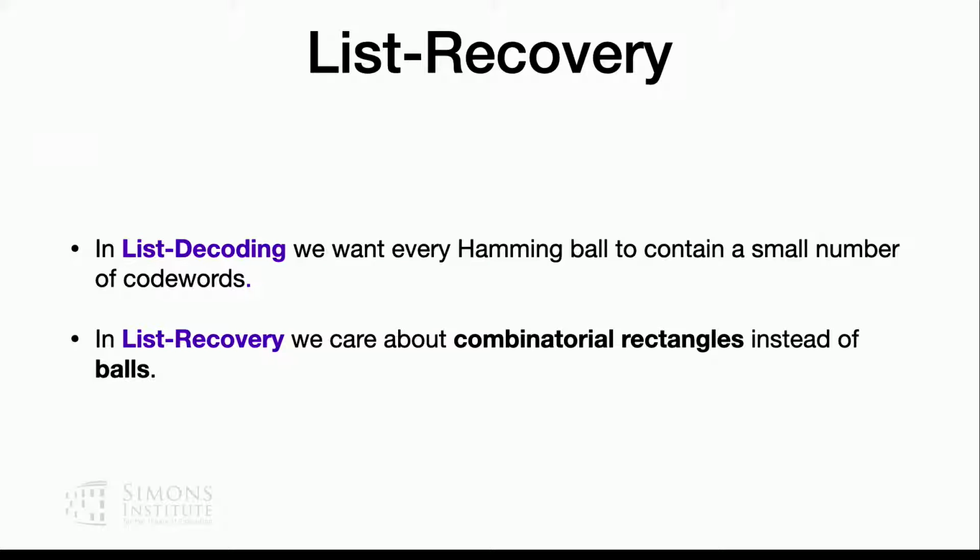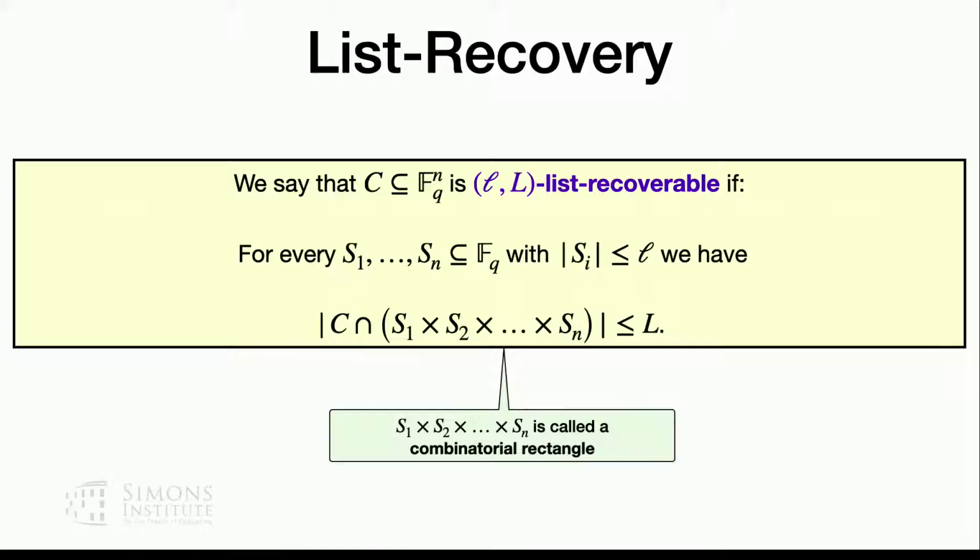Then we also have list recovery. In list decoding, we care about Hamming balls. We want Hamming balls not to have too many codewords. In list recovery, we care instead about combinatorial rectangles. So we want every combinatorial rectangle in F_q^n not to contain too many codewords. And formally, we say that the code in F_q^n is list recoverable with input list size little l and output list size big L, if the following holds. For every set of letters for each coordinate, which we call S_1 to S_n, and these are going to be little l letters for each coordinate.